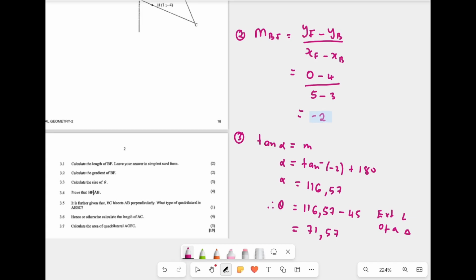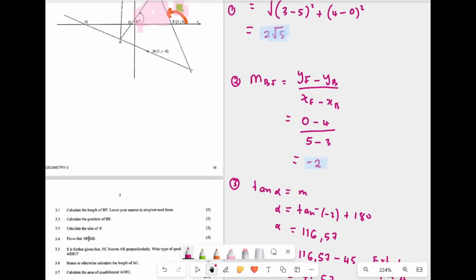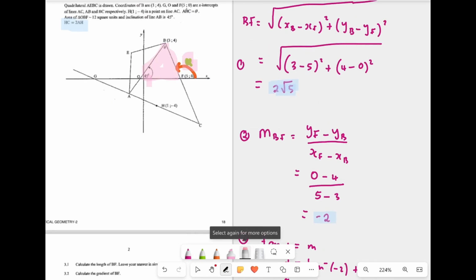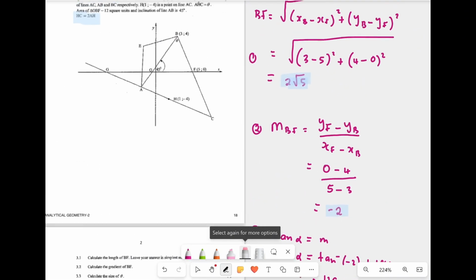Okay. Now let's move to question number 4. We are required to prove that HF is parallel to AB. So here is our HF. If I join H and F, I am required to prove that these two lines are parallel.